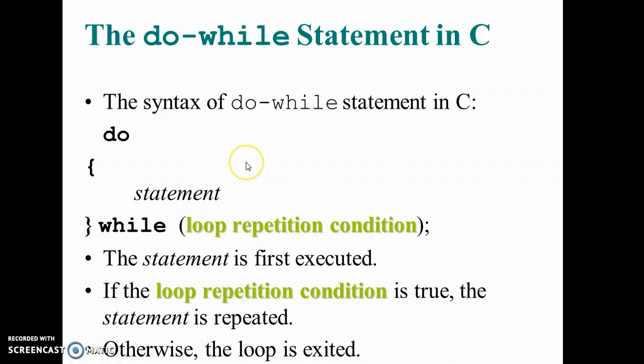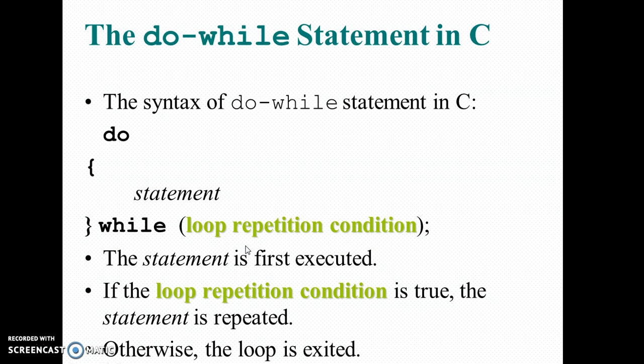Then comes the next loop, the do while statement. The syntax looks like this. You may notice that there is a semicolon here. In the previous two looping constructs, we never had a semicolon at the end of the construct. So let's see how the do while loop works. Do is of course a token and a keyword as well. Within this we have the statement. First the statement is executed, then the condition is checked.